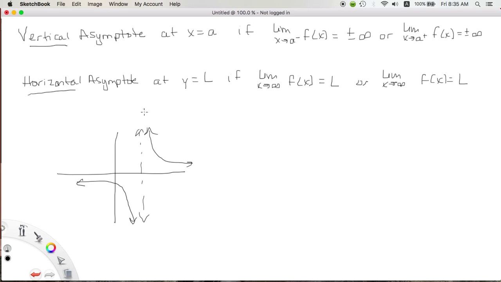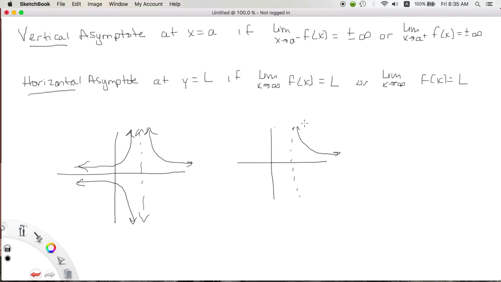So we could have a situation like this where we're coming from the right, we're heading towards positive infinity, and coming from the left, we have negative infinity, or they could both go up to positive infinity, or we could have a situation where it's only on one side. If on one side or the other your function is heading towards infinity or negative infinity, then you have a vertical asymptote.